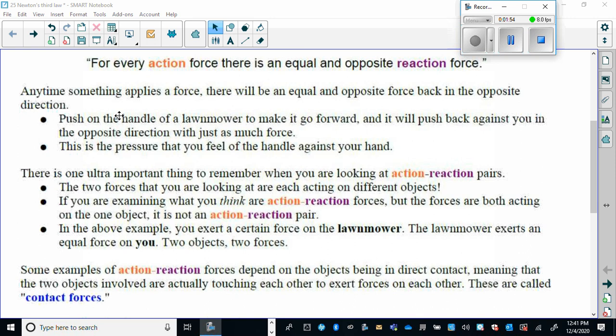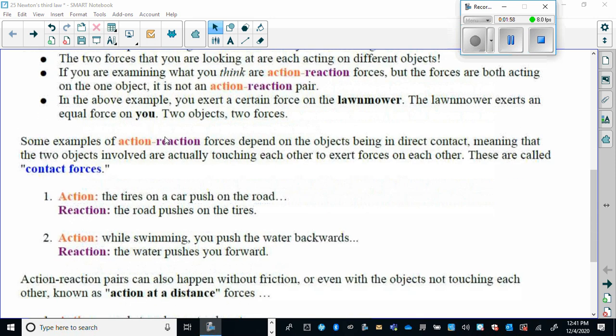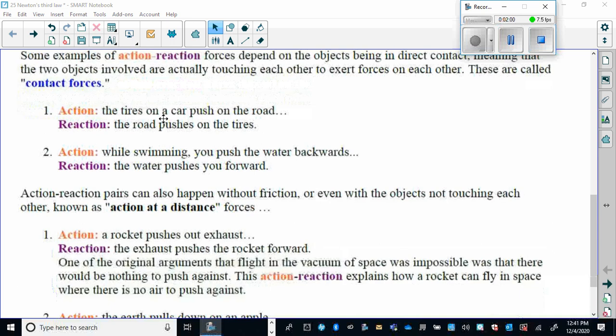And then there are some other really good examples to make you understand Newton's third law. So here, down in your notes, number one, an action: the tires of a car push on the road, and the reaction is the road pushes on the tires. So which way are the tires pushing on the road? The answer is they're pushing backward on the road, and therefore the road pushes the car forward.